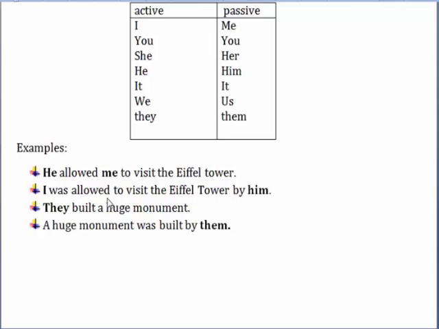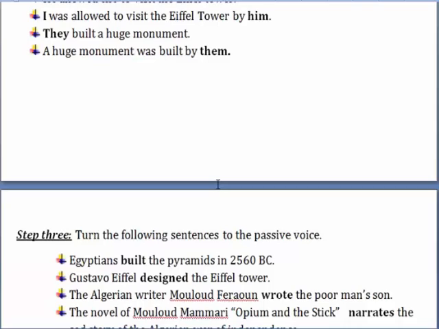I was allowed to visit the Eiffel Tower by him. Okay? Me became I and he became him. They built a huge monument. A huge monument was built by them. Okay? So they will let them. I hope it's clear till now.